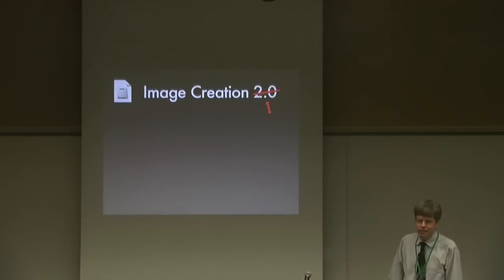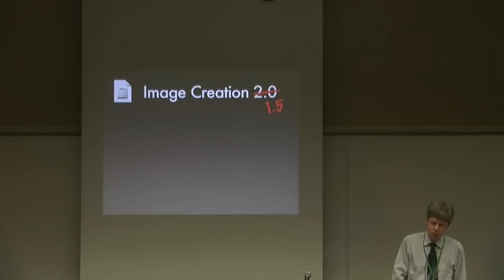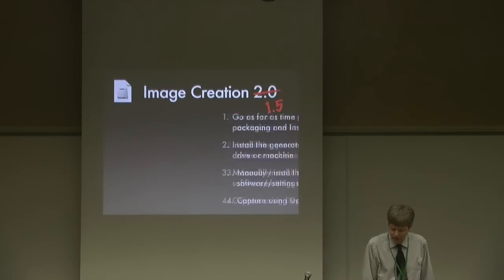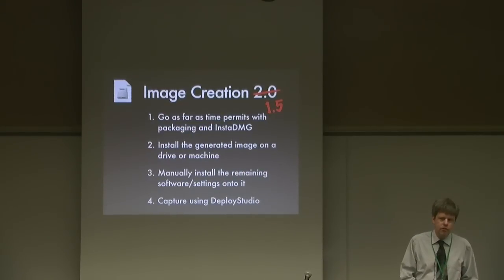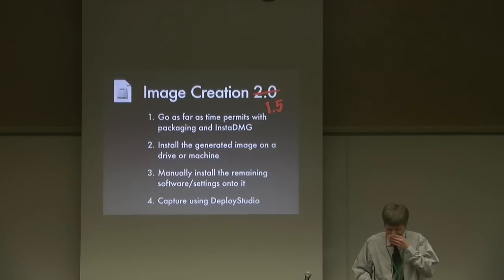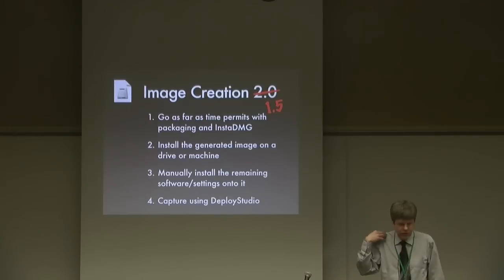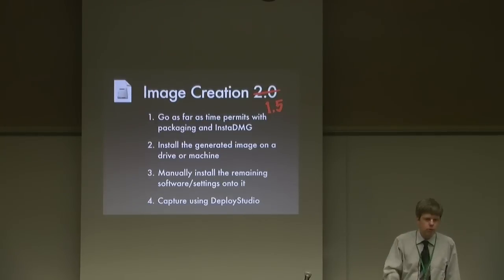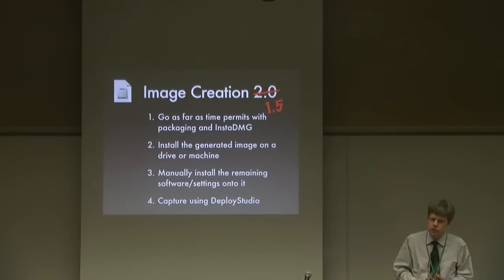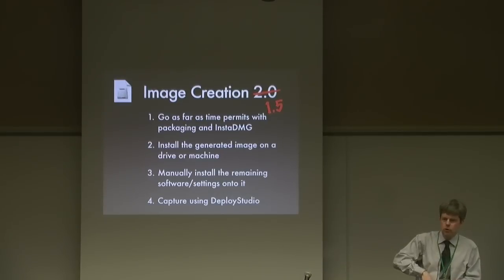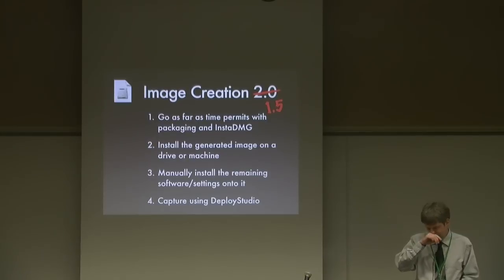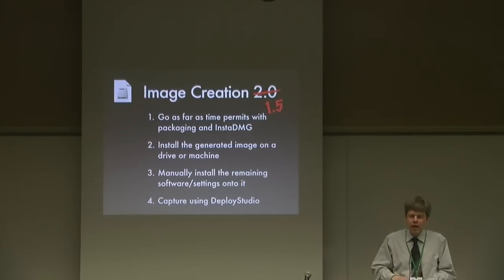I believe in image creation 2.0, but I use image creation 1.5, where I go as far as I can with packaging, because I know that's going to give me the cleanest baseline possible. I then take that image that I generate, use InstaImage, and install it on a driver machine, manually install everything else I need, do whatever tweaks I couldn't do myself, and then I use DeployStudio to take the image, because I know then it will take out any of the unnecessary stuff that we don't need for deployment purposes. So that's right now how I create my image.